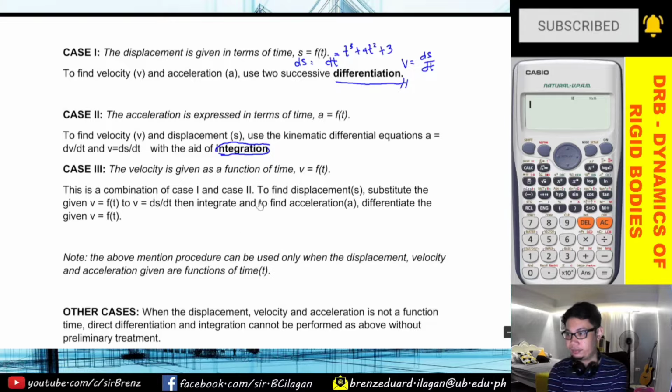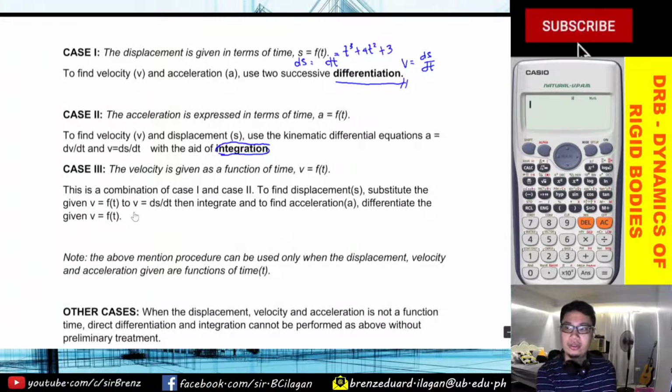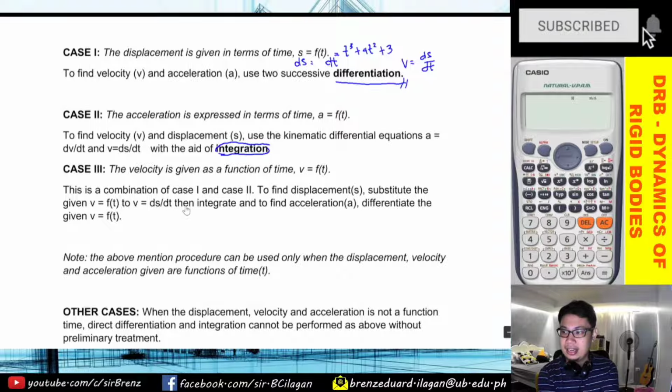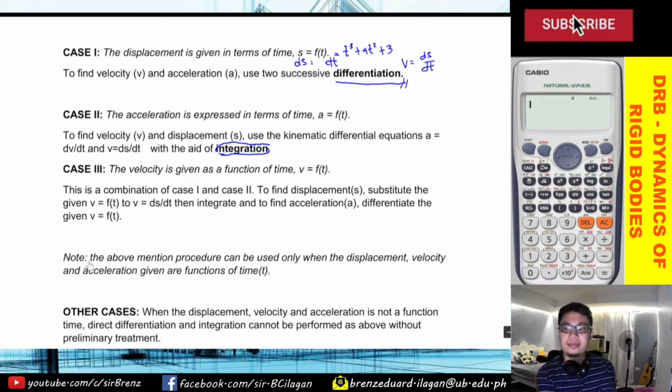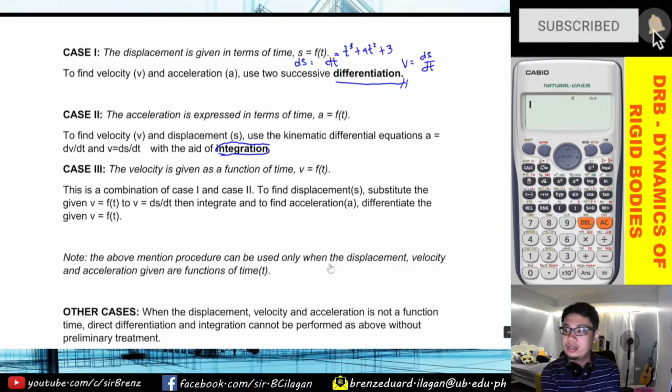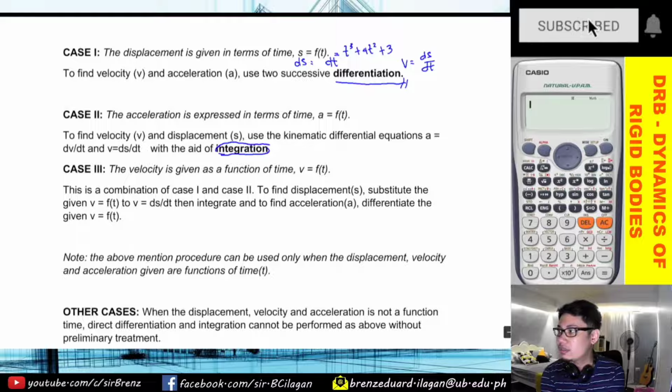Sabi nga dyan, combination. So, to find the displacement s, substitute the given v with the function of time to v is equal to ds over dt. Then, integrate. And to find the acceleration a, differentiate the given v is equal to function of time. Okay? So note, the above mentioned procedure can be used only when the displacement, the velocity, and acceleration given are function of time. So these three cases, malinaw naman dyan that it should be a function of time. Makikita nyo sa equation, puro t. Okay?